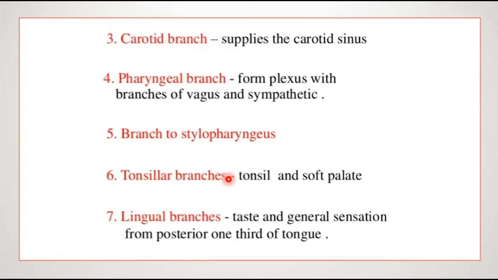So branches, we'll go through the branches, but we've talked about the main branches: to taste, to the pharynx for gag reflex, to the carotid sinus, to the baroreceptors. So that's the importance of the glossopharyngeal nerve.